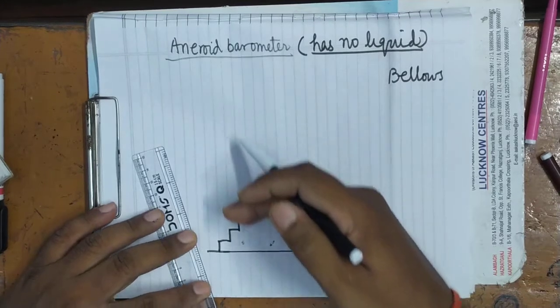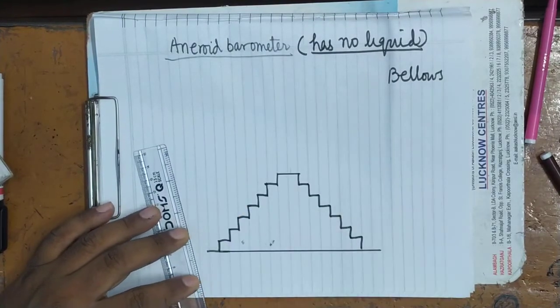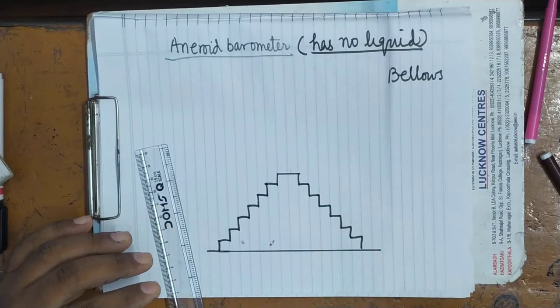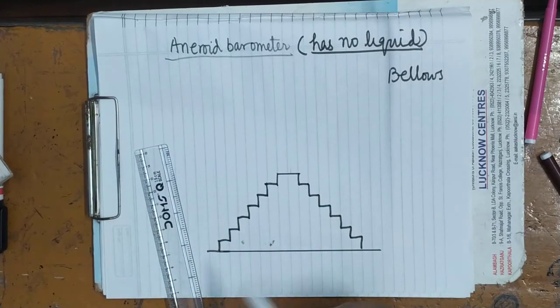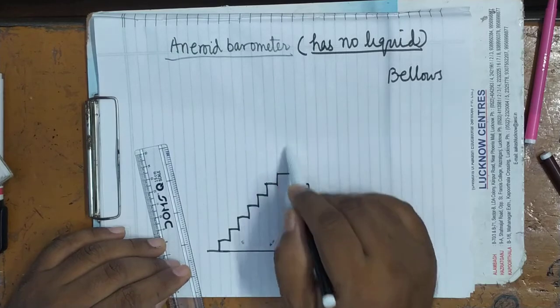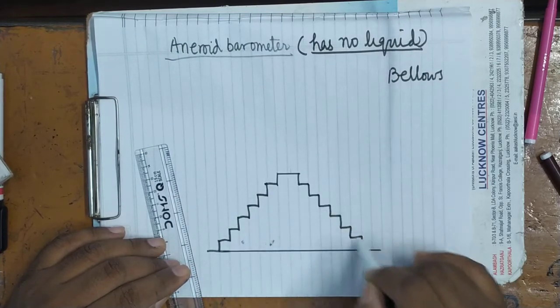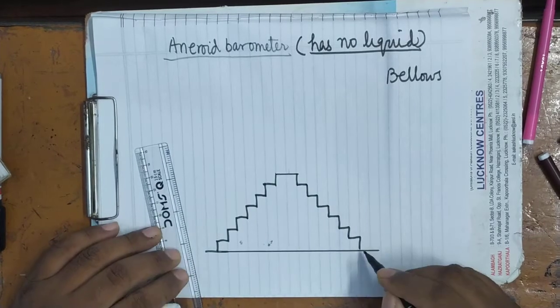Now this can be compressed or it can be expanded. When there is the same pressure, it will be in this position. It is clear. So see here, the pressure which is inside as well as the atmospheric pressure, both are the same. Therefore it will remain in this way.